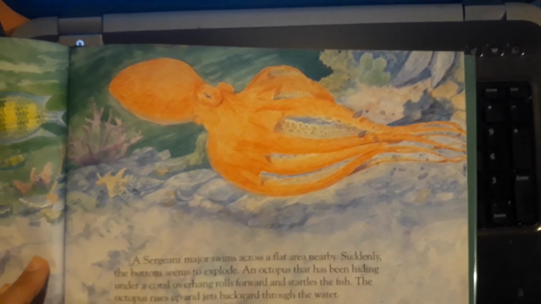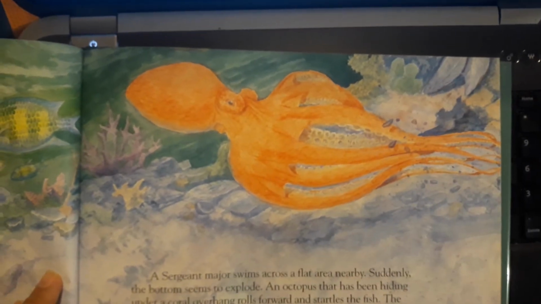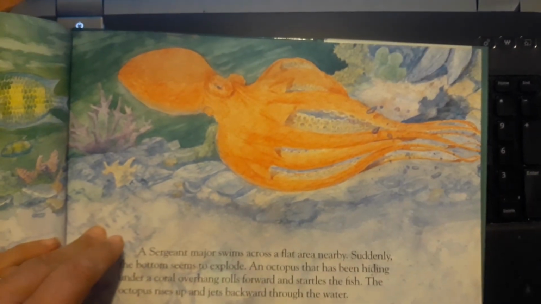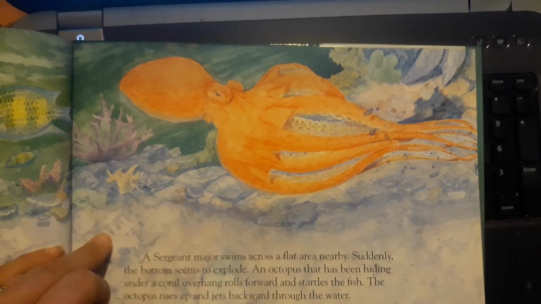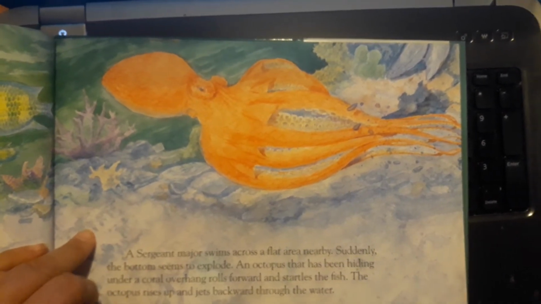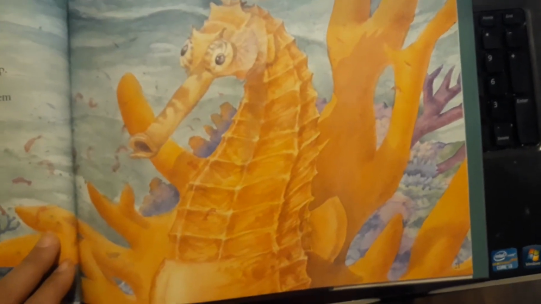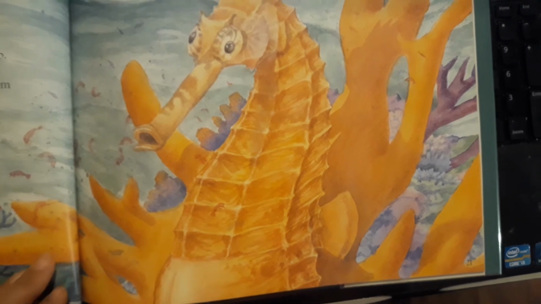A sergeant major swims across a flat sea area nearby. Suddenly, the bottom seems to explode. An octopus that has been hiding under a coral overhang rolls forward and startles the fish. The octopus rises up and jets backward through the water. The octopus's movement has stirred up shrimp and the larvae of the other fish.